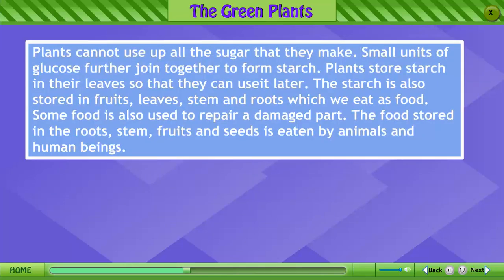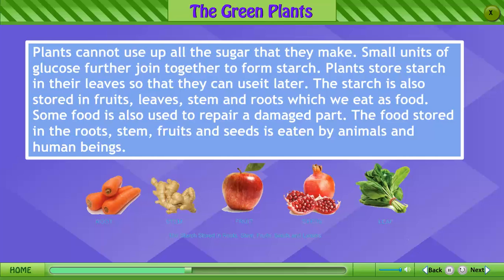Plants cannot use up all the sugar that they make. Small units of glucose further join together to form starch. Plants store starch in their leaves so that they can use it later. The starch is also stored in fruits, leaves, stem, and roots which we eat as food. Some food is also used to repair a damaged part. The food stored in the root, stem, fruits, and seeds is eaten by animals and human beings.